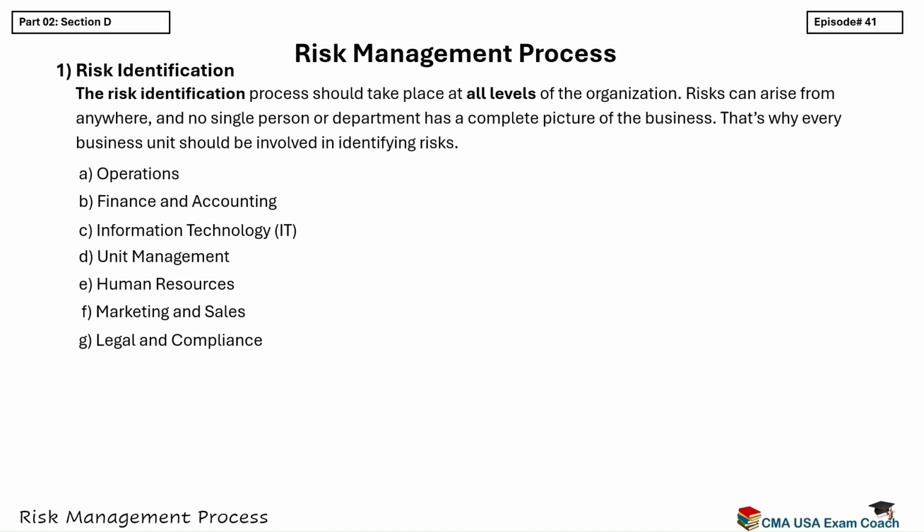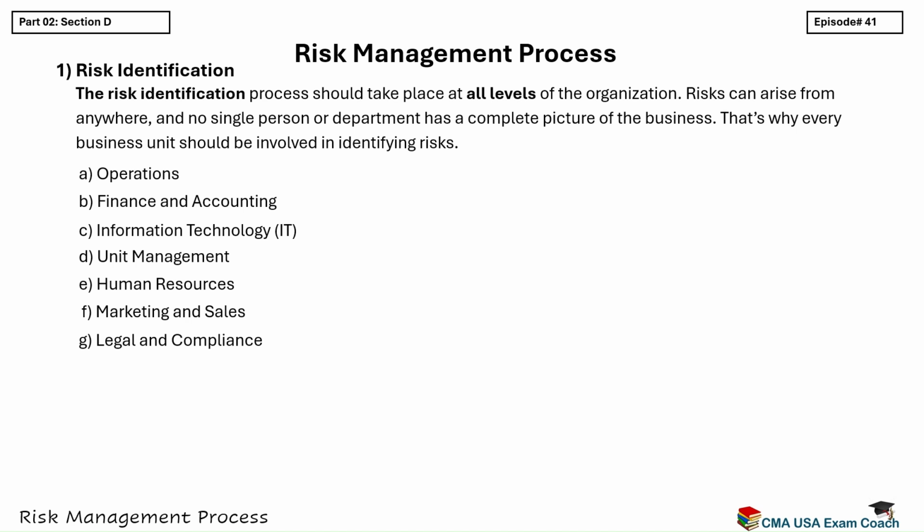C. Information technology, IT. Technology is a backbone of modern organizations. The IT team can identify risks like cyber attacks, data theft, system failures, or software bugs that might stop business operations. D. Unit management. Managers at different levels can point out risks related to staffing, employee turnover, lack of training, or failure to meet performance targets. They act as a bridge between staff and senior management in spotting risks.